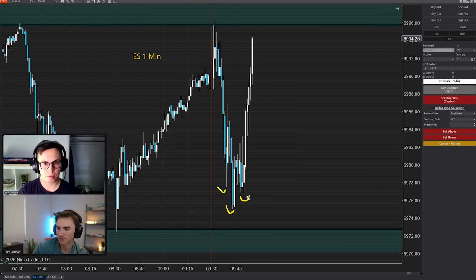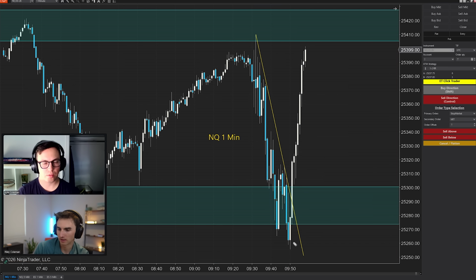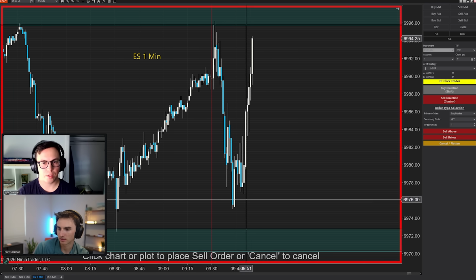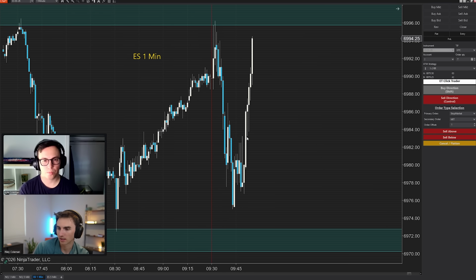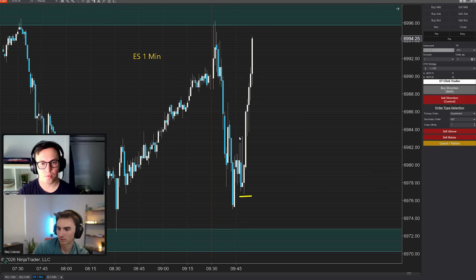Yeah, the ES had much more of a head and shoulders, where it had a spike here and then made a new low. And where NASDAQ made a new low, like you're saying, the ES just made a new high. I wasn't really trading this morning, but getting in above here would have been where I would have got in.